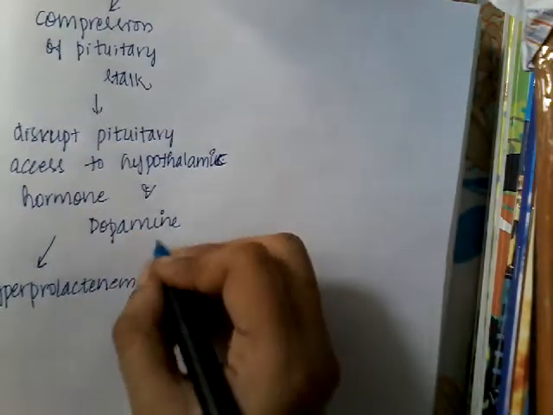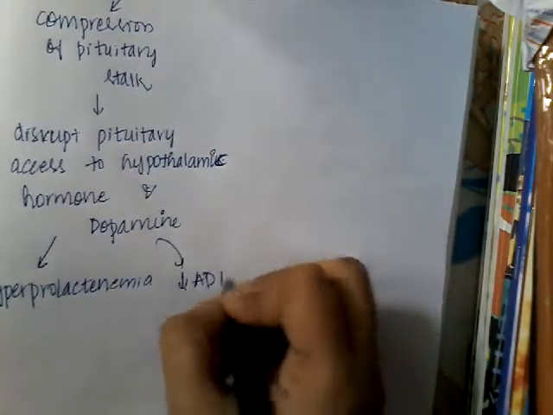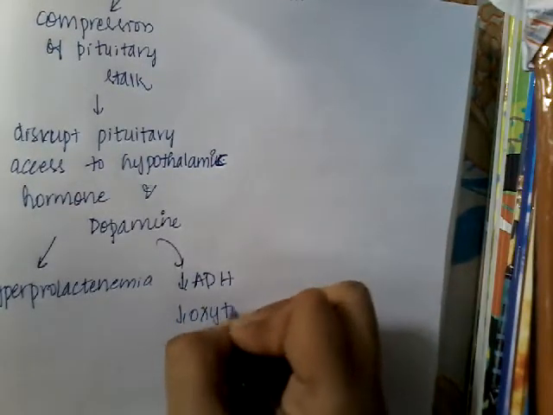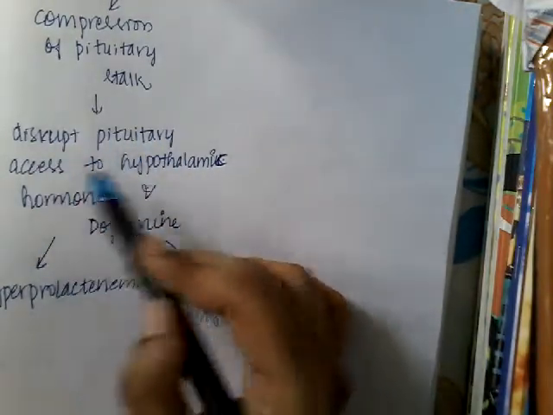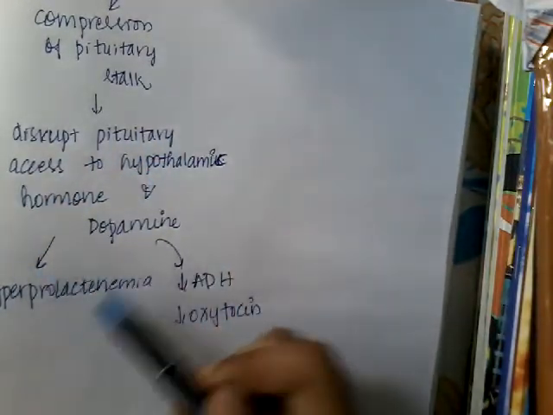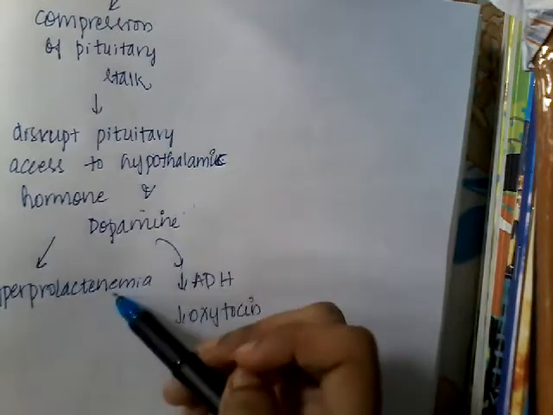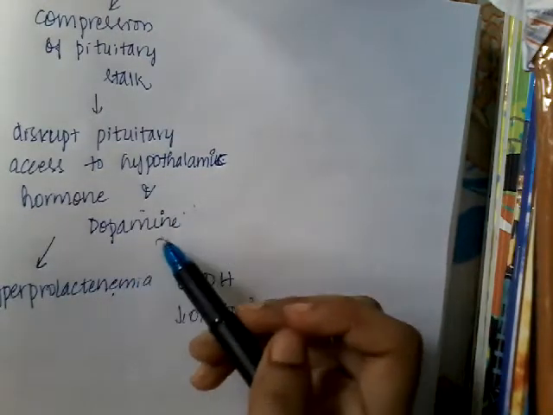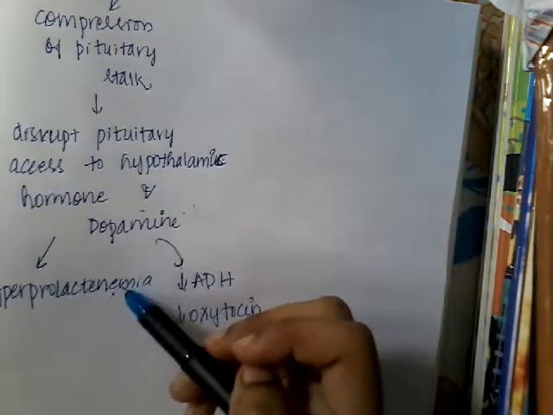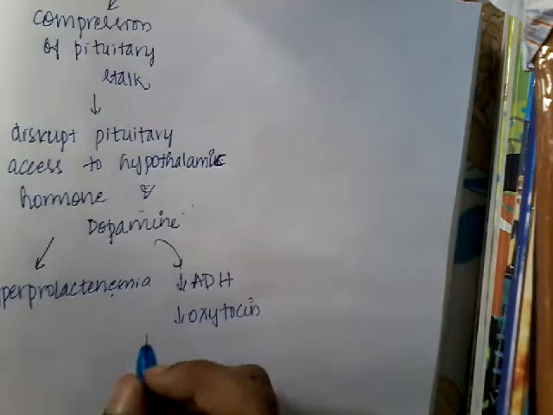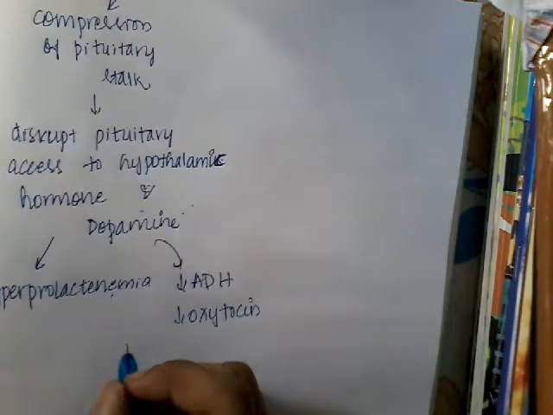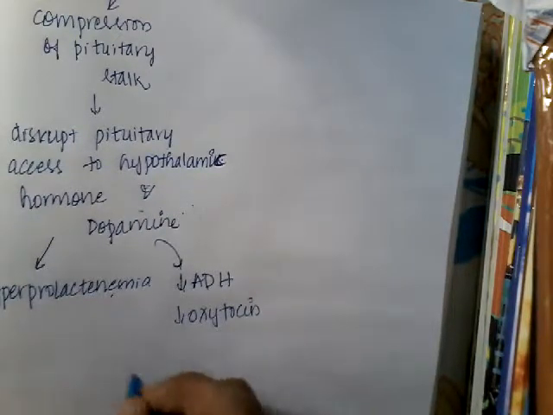And also there is decreased ADH and decreased oxytocin. The reason why there is decreased ADH and oxytocin is due to disruption of pituitary access to the hypothalamus. And why there is hyperprolactinemia is that dopamine normally will inhibit prolactin secretion. But here this inhibition by the dopamine is not there. And that is the reason why there is hyperprolactinemia, and this is seen whenever the stalk is involved.